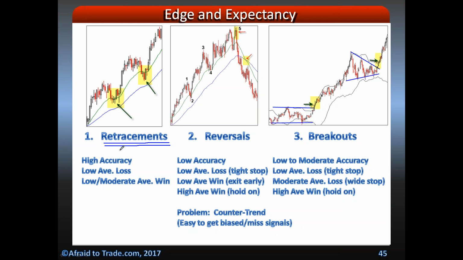If you trade retracements, at the end of the year, or if you do quarterly or monthly, you're probably going to have a greater than 50% accuracy rate. It's going to be higher than the rest. The highest is going to be retracements. Your average losing trade will be low because your stop will be moderate to low. Your dollar win, how many dollars you get per trade, will actually be moderate to relatively low. Not as low as fades, but certainly lower than reversals and breakouts.